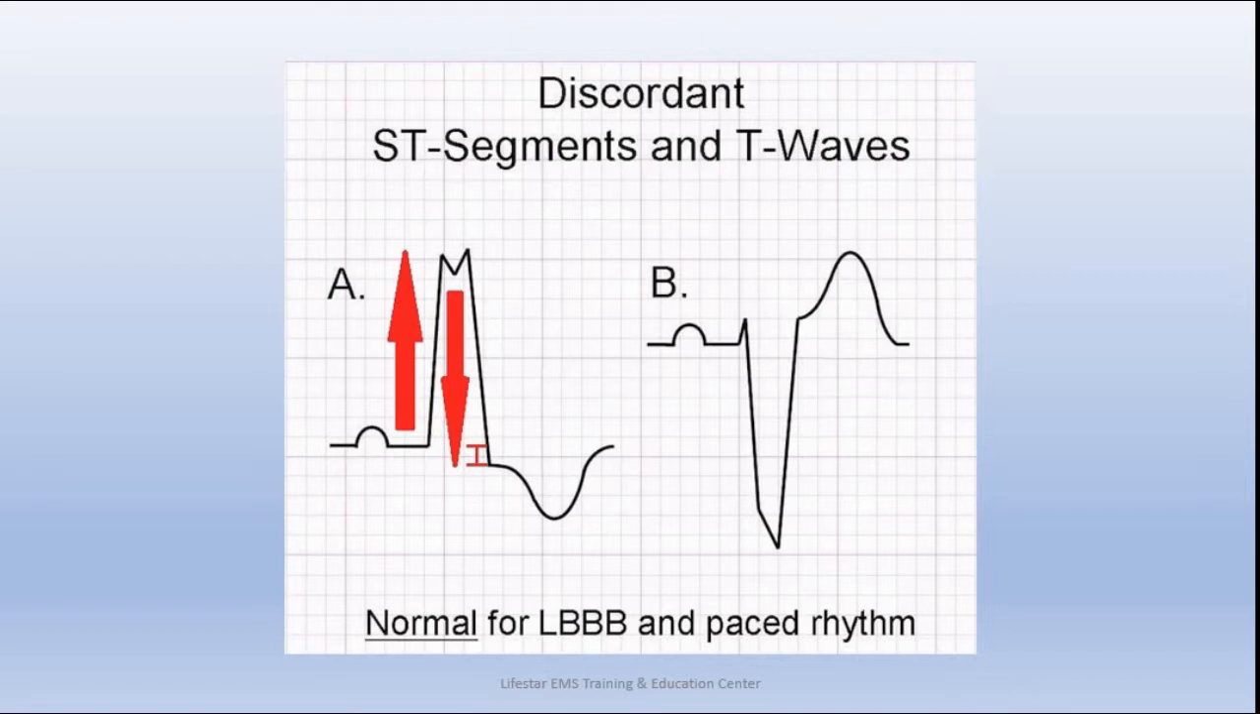In example B there, we have the left bundle branch type morphology, and it begins with a very powerful downward deflection. So when it rebounds up above the isoelectric line, it creates this much ST elevation. Again, it's discordant because the elevation is on the opposite side of the isoelectric line from the majority of the QRS. That is perfectly normal in a paced rhythm and also in a standard left bundle branch block rhythm. Even without a pacemaker, you would see this.